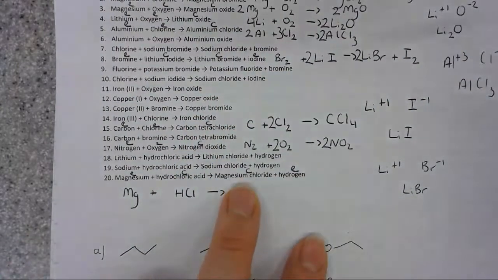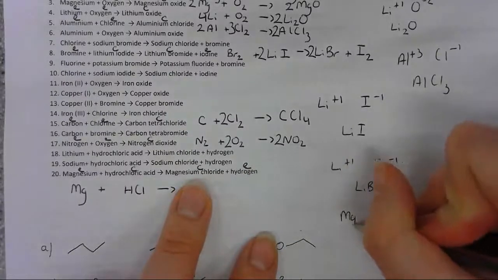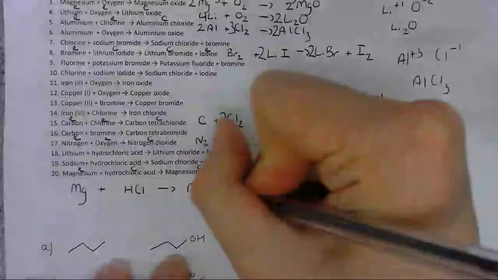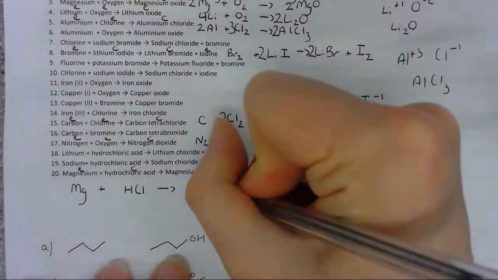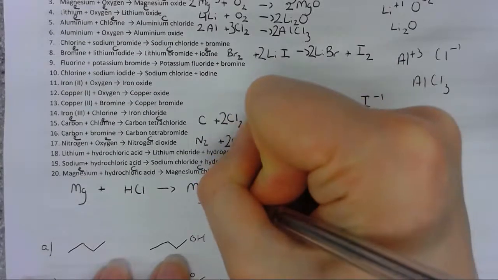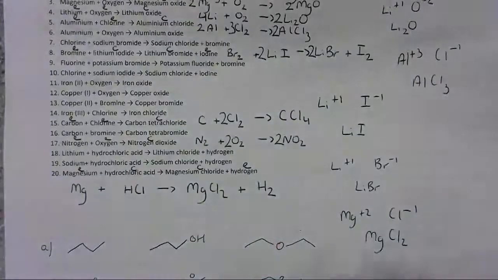Okay, I need to work out, and it's an ionic compound, so I need to work out the formula of magnesium chloride. Mg has a 2+ charge, chlorine has a -1 charge. To get those charges to cancel, I need MgCl2. And then hydrogen is an element, but it is diatomic, so I'm writing it as H2. It's really important that you know which ones are diatomic. Okay, so hydrogen is going to be H2.